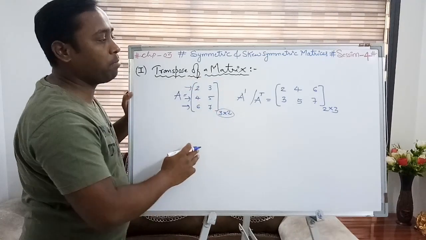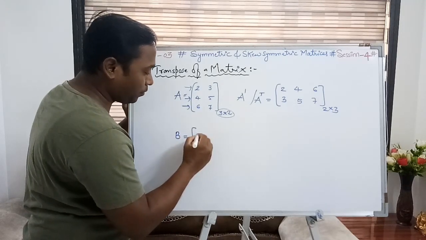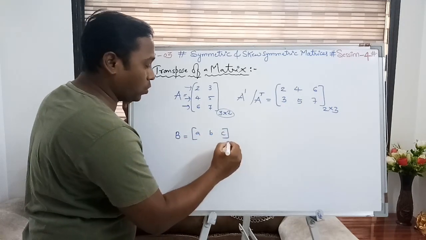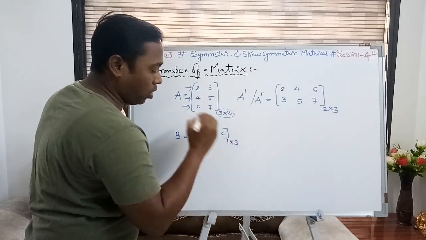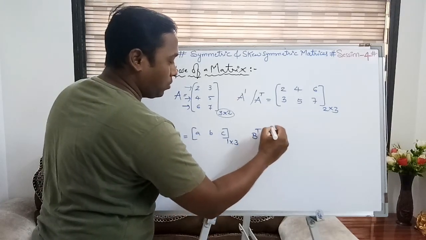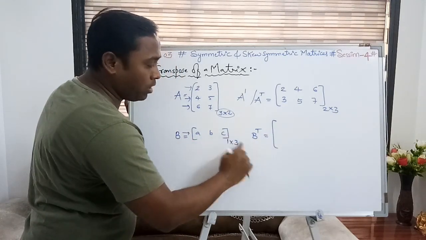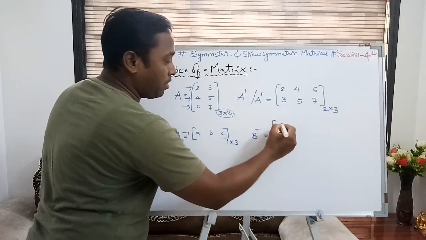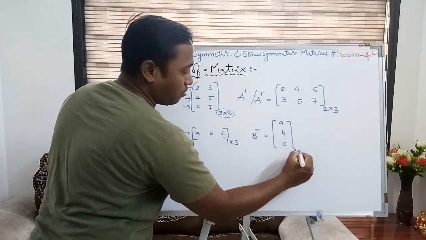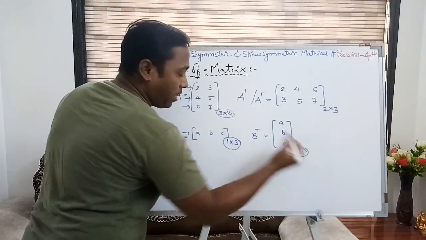Now I can take one more example to understand the transpose of a matrix. B is a matrix showing 3 elements, which is called a row matrix because it has only one row: 1 row, 3 columns. Now I can write the transpose of this matrix. B transpose is simply: take the first row, R1, and write it column-wise. So R1 becomes column 1. Hence the order of this matrix becomes 3 by 1. So 1 by 3 order becomes 3 by 1.